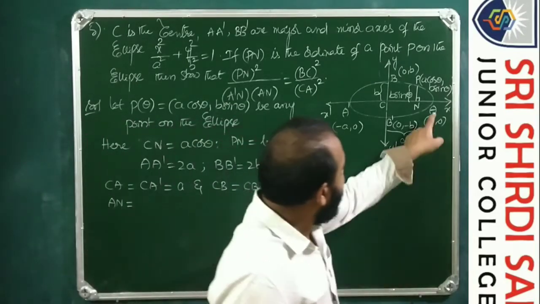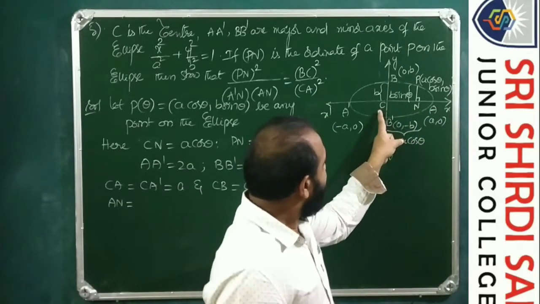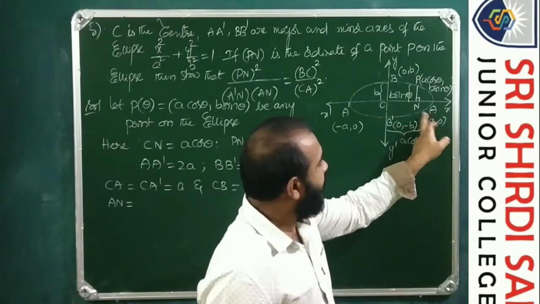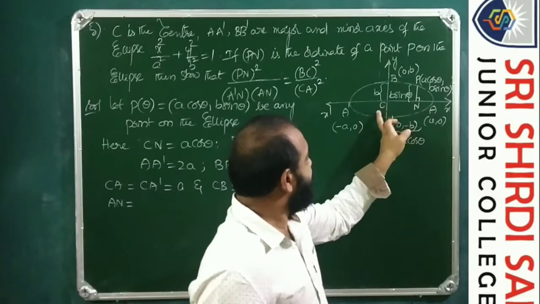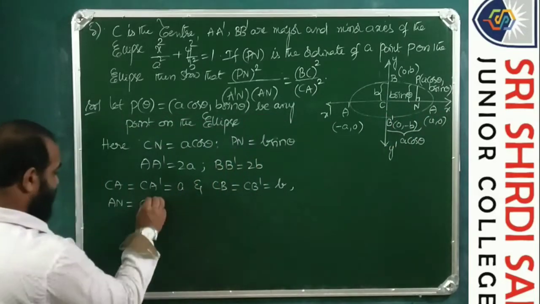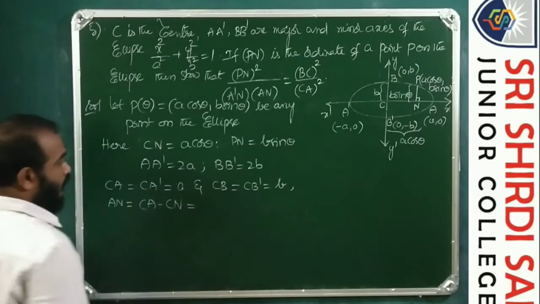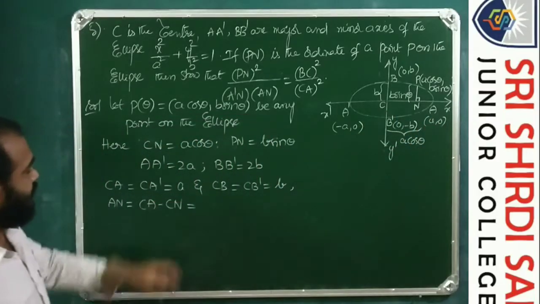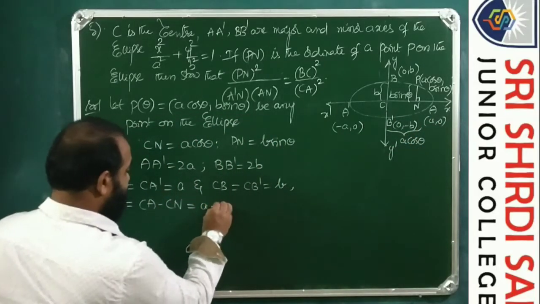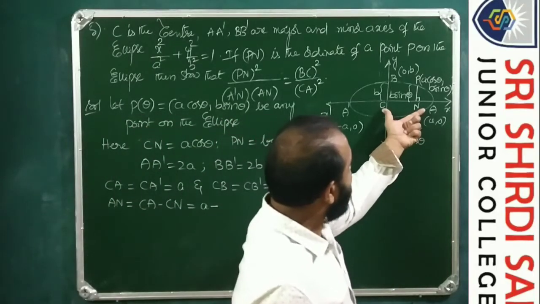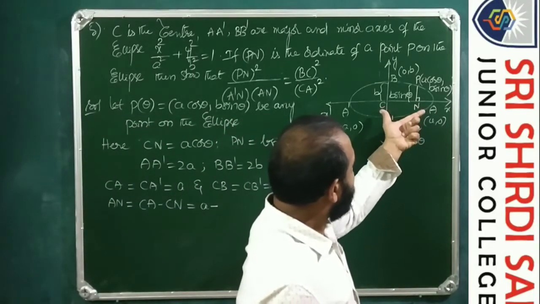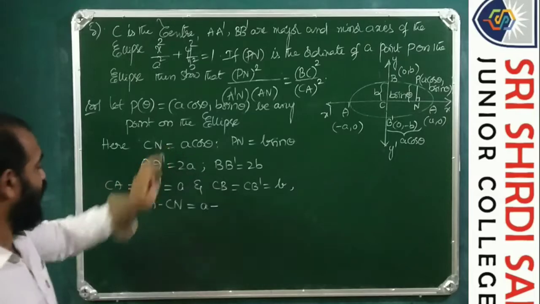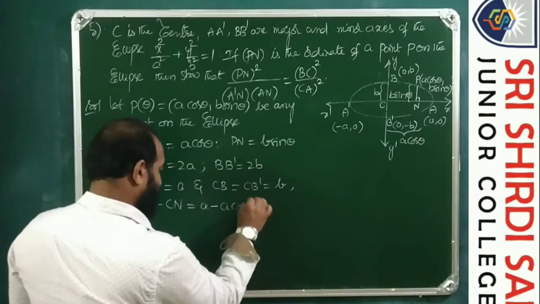And here AN can be written as CA minus CN is AN. So to obtain AN, CA minus CN. What is CA? CA is A. So minus CN. Cn is how much? Cn is equals to a cos theta. So which we have written before, a cos theta.